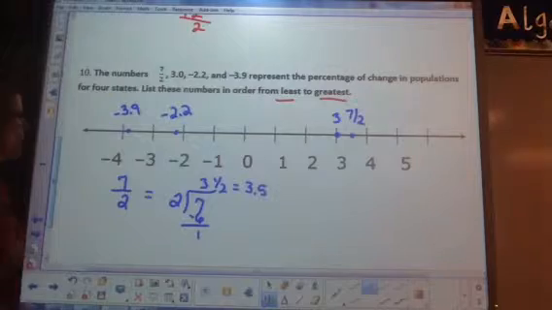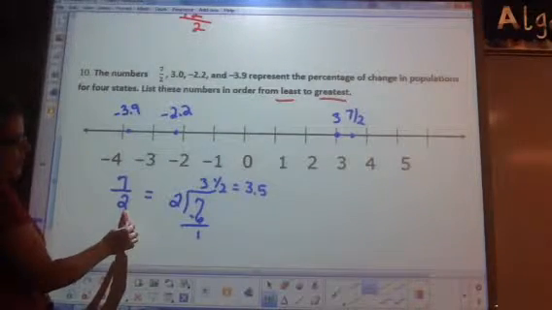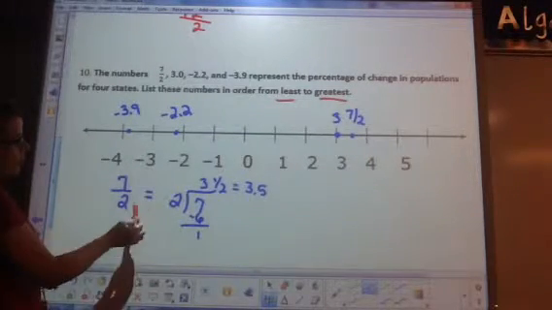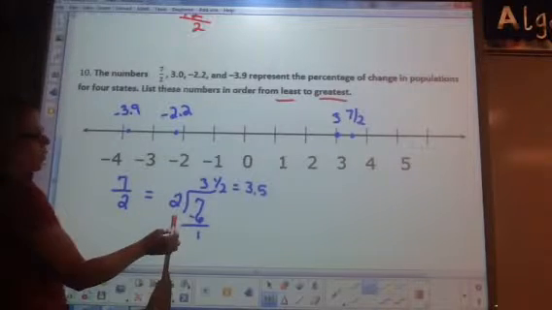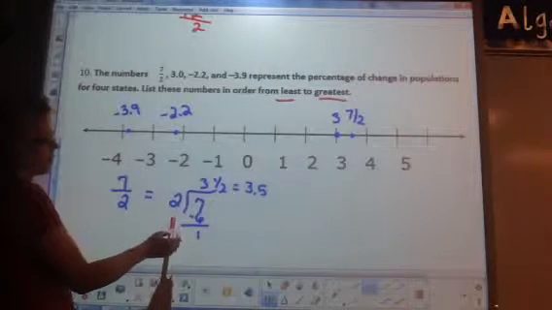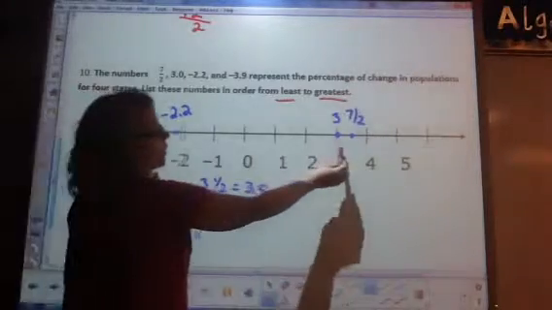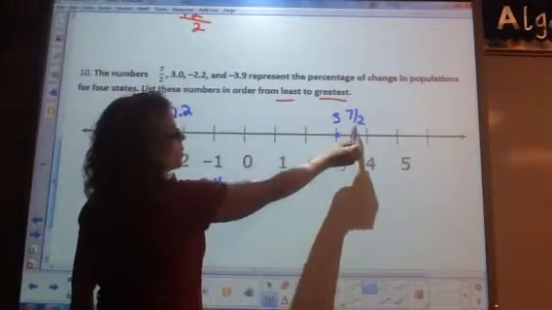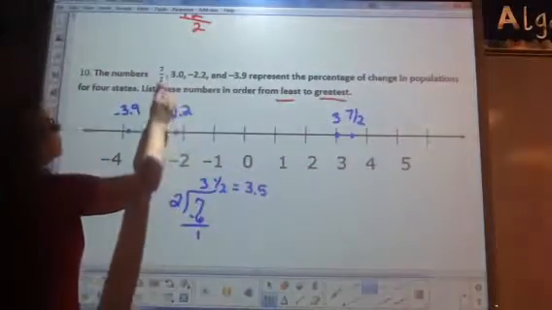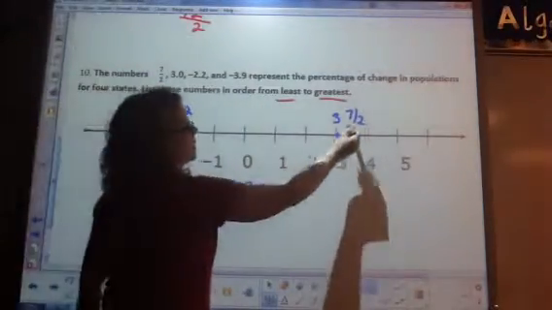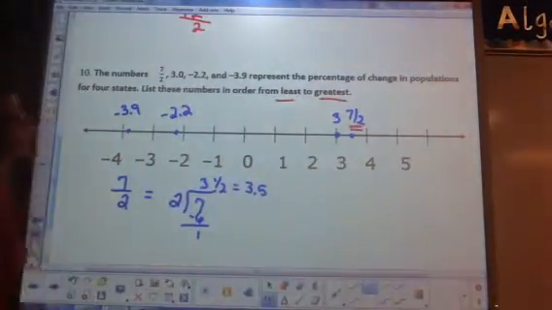Okay, so let's look at 7/2. 7/2, which is improper because your numerator is larger than your denominator. When you convert that to a mixed number or simplify it, you get 3.5. So 3.5 is between 3 and 4. Make sure you go back to the original rational number, which is 7/2.